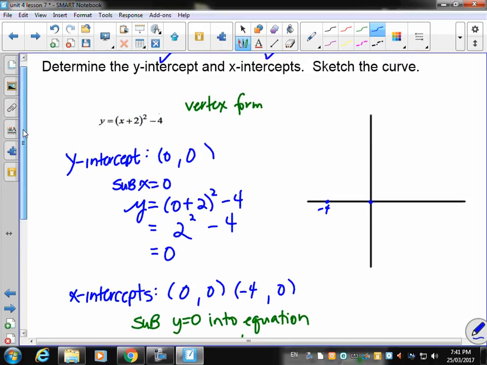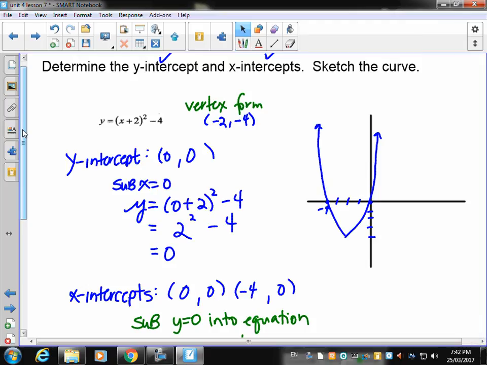My vertex coming from this is (-2, -4). Always opposite in brackets. 1, 2, 3. There we go. Negative 2, negative 4. There is my parabola. I'm trying. And so we can glean information by changing forms or solving and substituting.